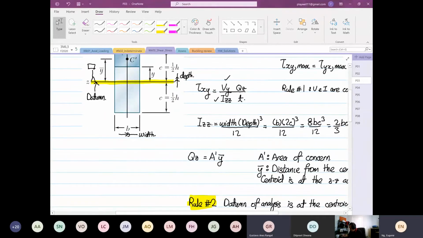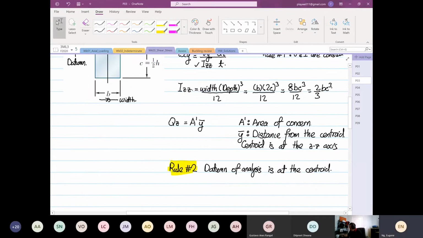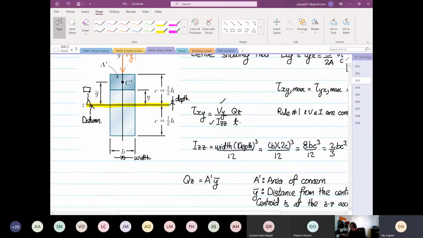So the datum, now again, I think you got mixed up. We did not say C prime is a centroid also. It's just called C prime over there. C prime is just at that point, the shaded area. So I just defined to you the shaded area centroid is C prime, but C prime is not the centroid. So rule number 2, the datum of analysis is at the centroid. You have to apply this rule always.